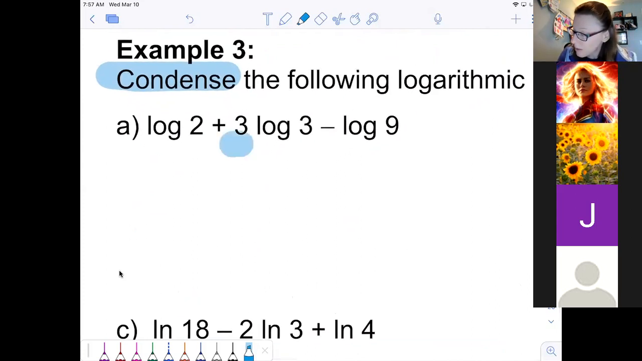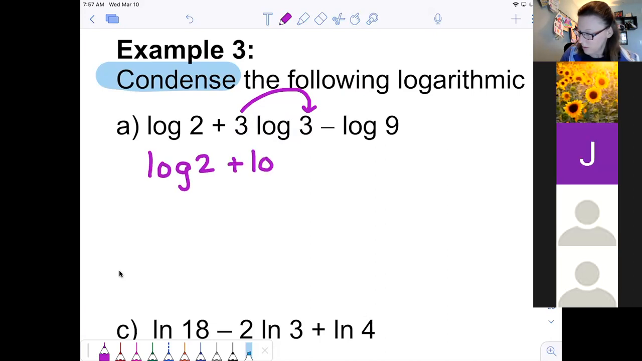So looking at the middle log, the 3, we want to move in exponent form first. So Gabby Snyder, what is 3 cubed? 27. Yeah, so we're going to make this 27. So we're going to move the 3 first so that it's an exponent. So I'm just going to cross that off.